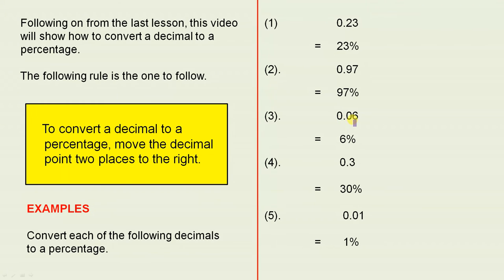0.06, 1, 2, that's 6%. 0.3, 1, now we can put a 0 here and that enables us to move it an extra place. So if we put the 0 there, we have 1, 2, and that gives us 30%. 0.01, 1, 2, and that's 1%. So in each of those first 5 cases, we've moved the decimal point 2 places to the right.